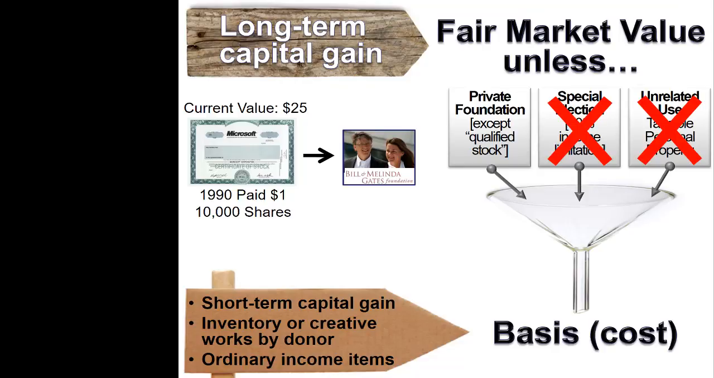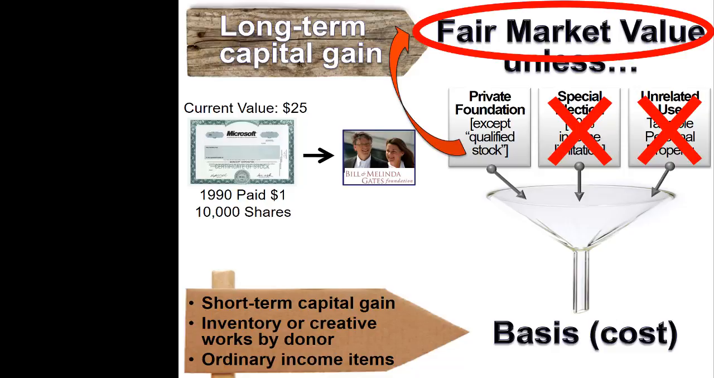In this case, the donor is giving the property to a private foundation, so one of the exceptions to a fair market value deduction does apply, unless the donor qualifies for the exception to the exception. Because the donor is giving qualified stock, the normal rule for private foundations does not apply. As a result, the donor is allowed to deduct the fair market value of the shares of stock.